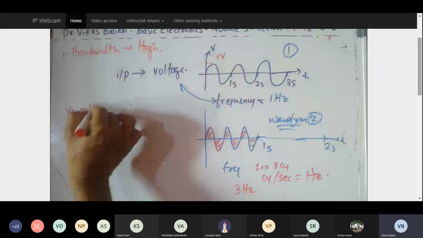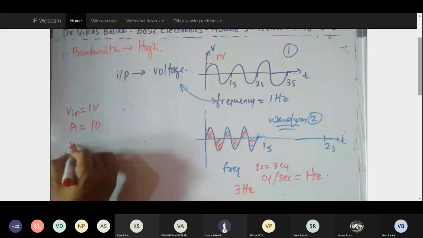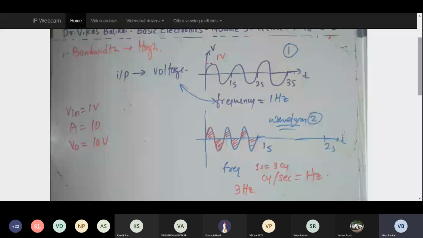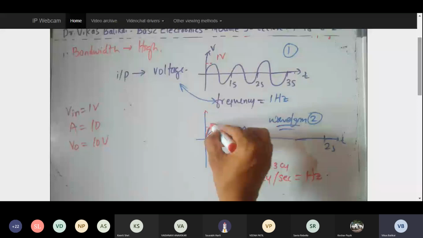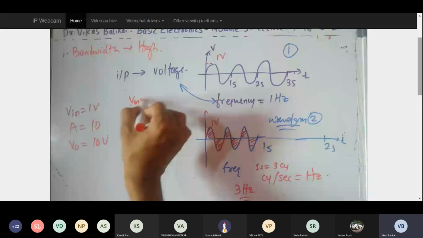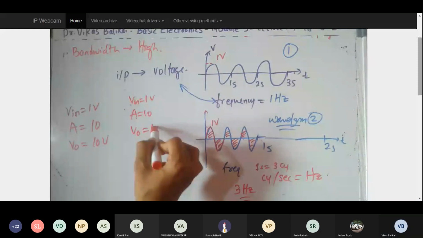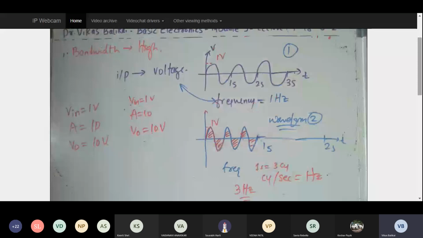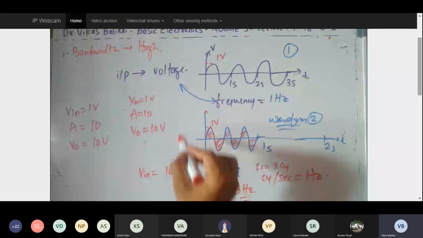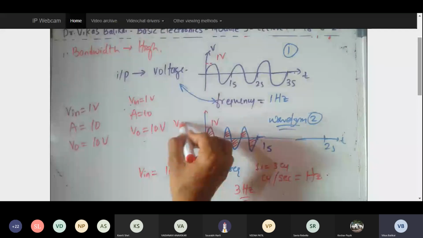What do you expect output to be? 10 volt. As simple as that. Now let's consider waveform number 2. The input signal is also now 1 volt, but the frequency is 3 Hertz. Now also input is 1 volt, gain is 10, V0 is 10 volts. Now let's consider one more waveform with even higher frequency. Let's say we have Vin with 10 Hertz, then also I can expect V0 equal to 10 volt.